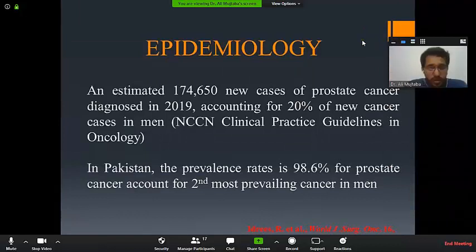It is the epidemiology. About 1,7,500 new cases of prostate cancer annually in 2019, accounting for 20% of new cancer cases in men. In Pakistan, the prevalence rate is 98.6% for prostate cancer. It counts as the second most prevalent cancer in men after lip or oral cancer.